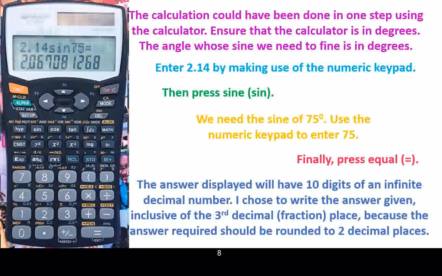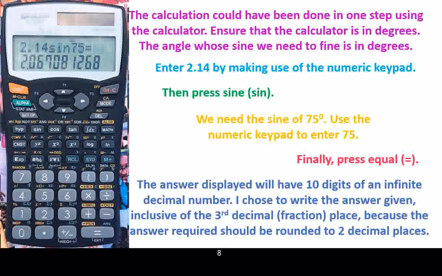The answer displayed will have 10 digits of an infinite decimal number. I choose to write the answer given inclusive of the third decimal fractional place, because the answer required should be rounded to 2 decimal places. So when we got our answer on the previous slide, we chose to write just 3 decimal places. We didn't have to write all of them, although we know that it is an infinite decimal. It will continue indefinitely.